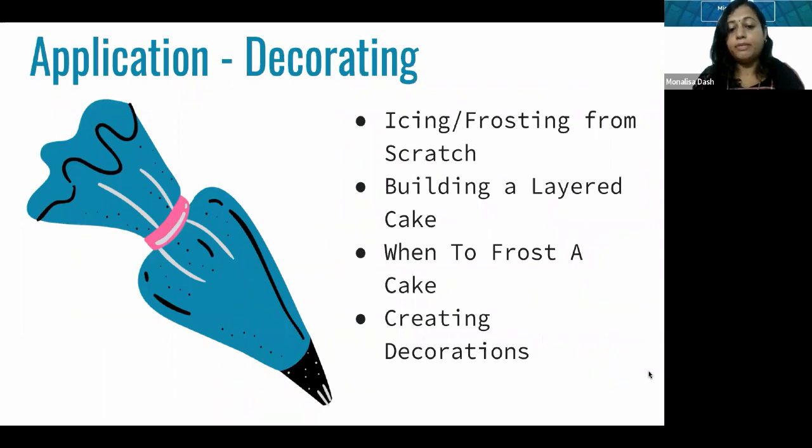Examples of applying depth of knowledge during decorating are icing or frosting a cake from scratch, building multiple layers of a layered cake, knowing when to frost the cake, and creating decorations rather than buying them. Microlearning helps strengthen abilities, which in turn supports this level of knowledge. Now, Okan will discuss the microlearning design impact on acquisition of the theory.